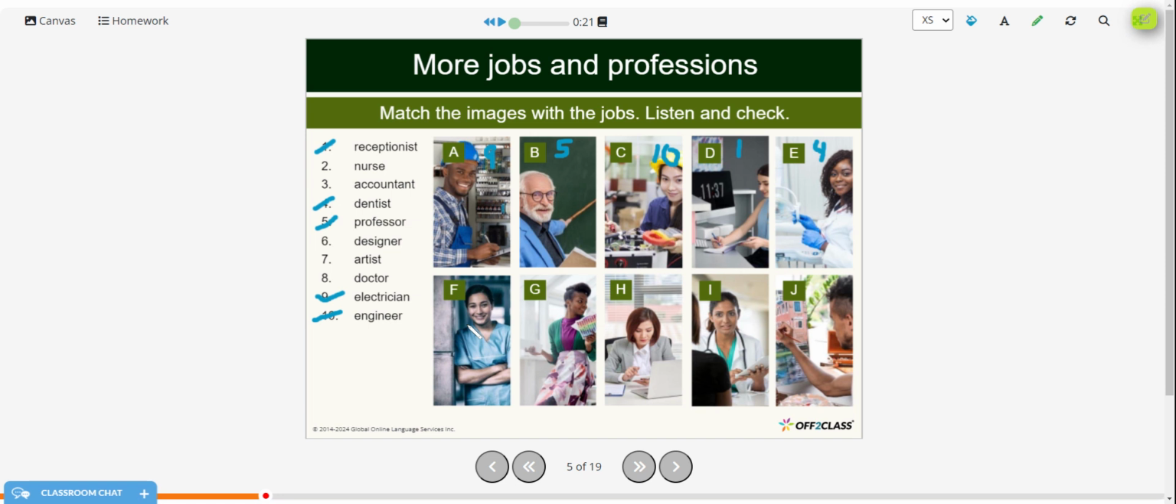Letter F would be number 2, nurse. Letter G would be number 6, designer. Letter H would be number 3, accountant. Letter I would be number 8, doctor. And letter J would be number 7, artist.